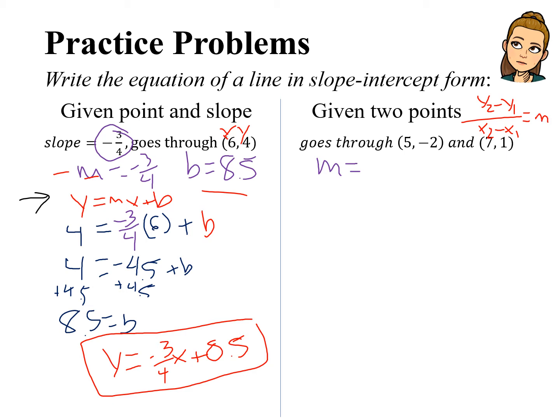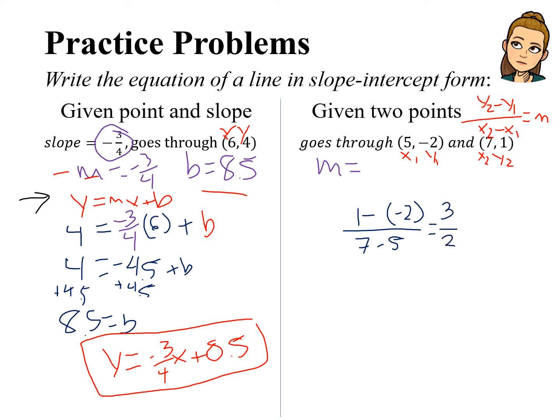So what I see here with my ordered pairs, I'm just going to label my pieces. I have x1, y1, and I have x2, y2. So I'm going to write that out in my giant fraction. I have y2 minus y1 over x2 minus x1. Well, minus and negative is the same thing as addition.